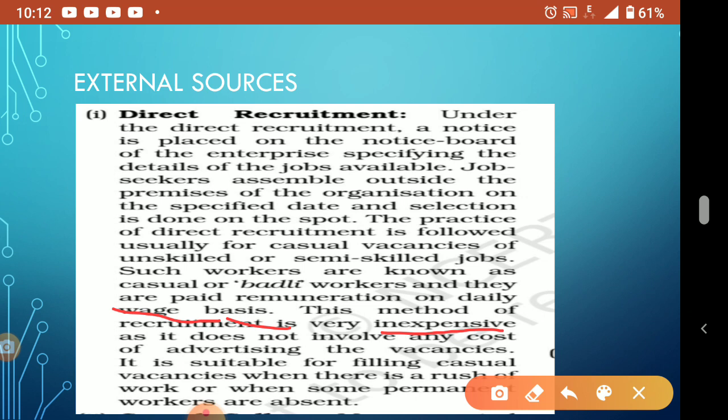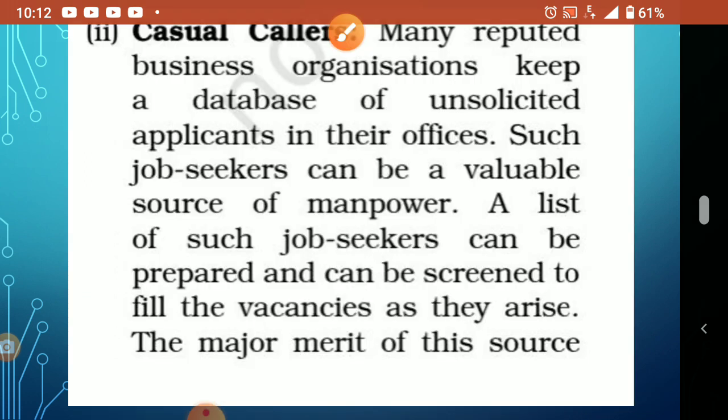Okay, so they are daily wages based, they work, they are called casual laborers. And usually these types of jobs are filled when the permanent employees are absent, or when you need more workers, when any emergency work is going on in your organization. Okay, so this is the first external source.